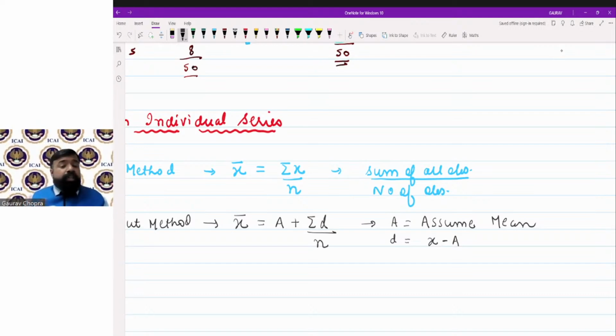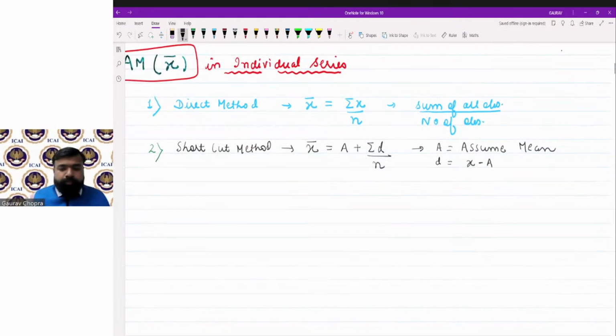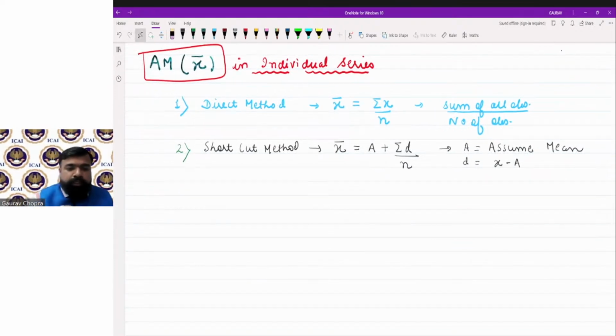Dakshata is asking how to find D. Yes, we have written it now. D means deviation. So deviation is taken from A, that is the assumed mean. Okay, so let us solve some questions based on these formulas.